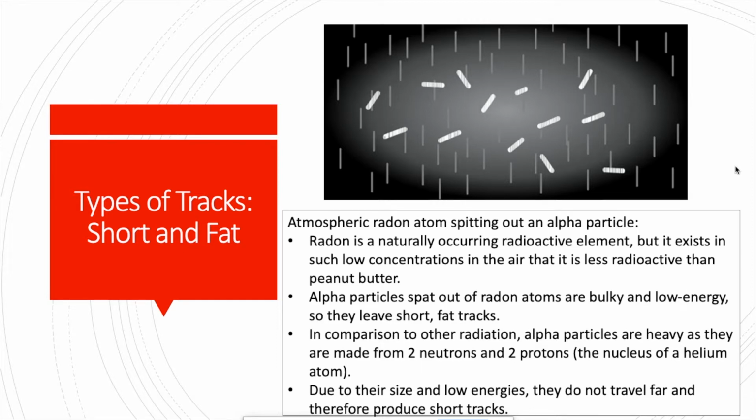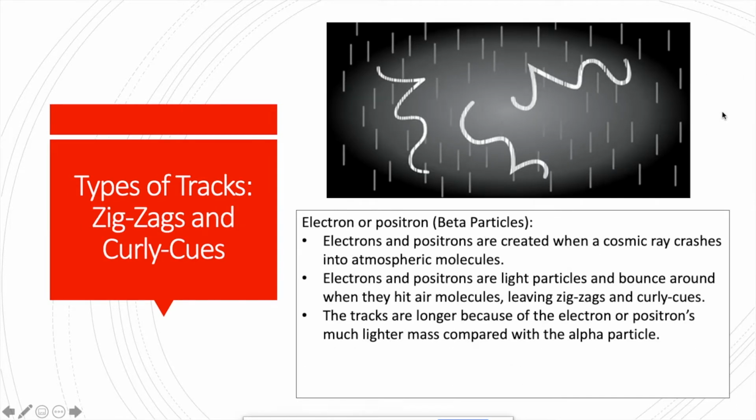So alpha particles spat out of radon atoms are bulky and low energy, so they leave short, fat tracks. You're remembering that an alpha particle is actually 2 protons, 2 neutrons, aka helium. In comparison to other radiation, alpha particles are heavy because they're made from those 2 protons and 2 neutrons. Due to their size and low energy, they don't travel very far, and they produce short tracks, but they're very massive, so they ionize a lot.